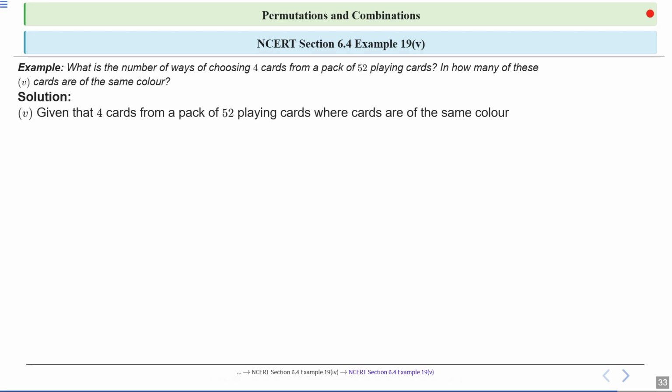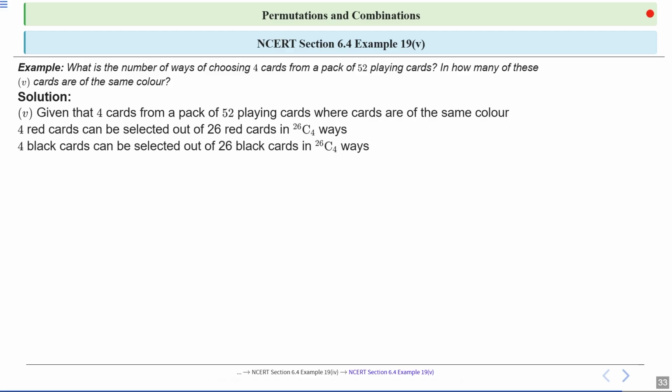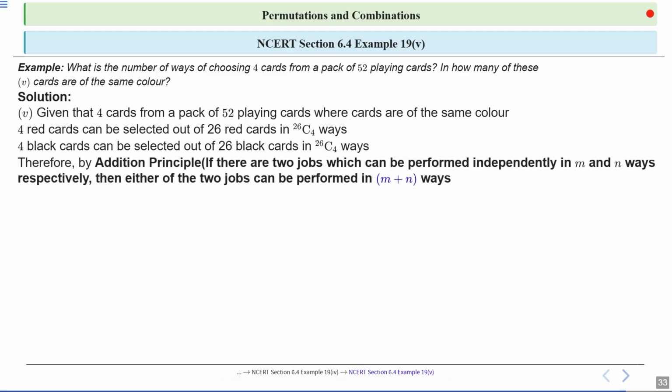Given that 4 cards from a pack of 52 playing cards, the cards are of the same color. The 4 cards can be selected from 26 red cards or 26 black cards. So 4 red cards can be selected out of 26 red cards in 26C4 ways, and 4 black cards can be selected out of 26 black cards in 26C4 ways. So therefore, by the addition principle, which states that if there are two jobs which can be performed independently in m and n ways respectively, then either of the two jobs can be performed in m plus n ways.